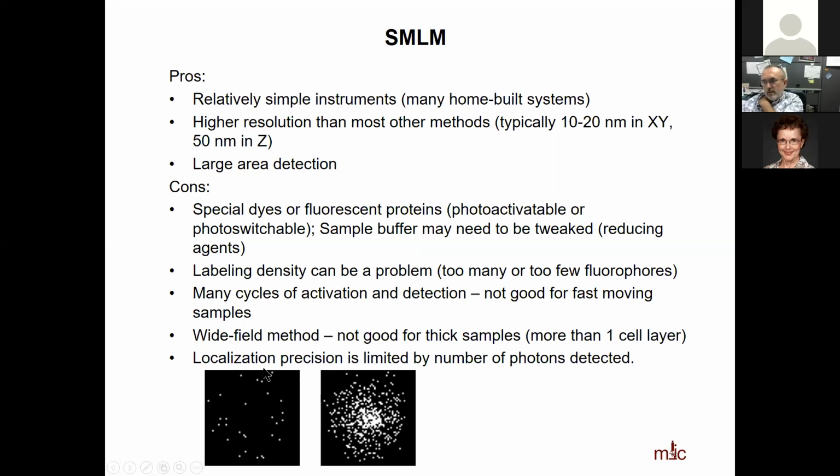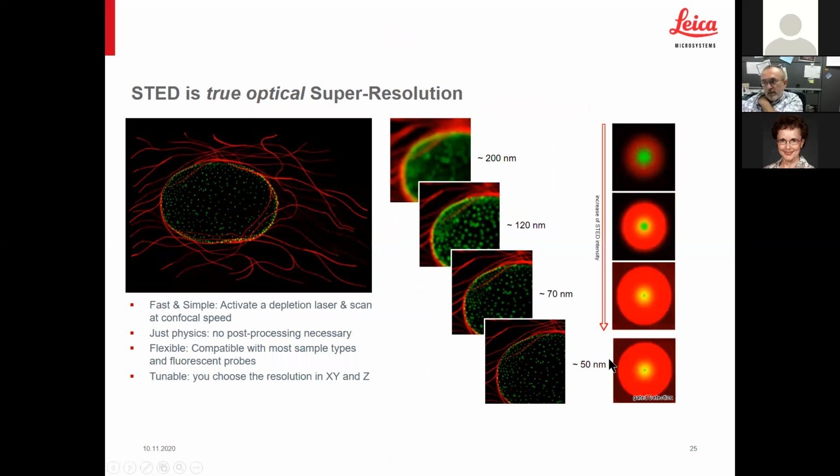So this is a hard limit, because fluorescent dyes or fluorescent proteins have only a limited number of photons that they can emit before they are destroyed. So here we're limited by the number of photons emitted. In the STED system, I'm just going to jump back, we're essentially limited by the number of photons that we can excite.